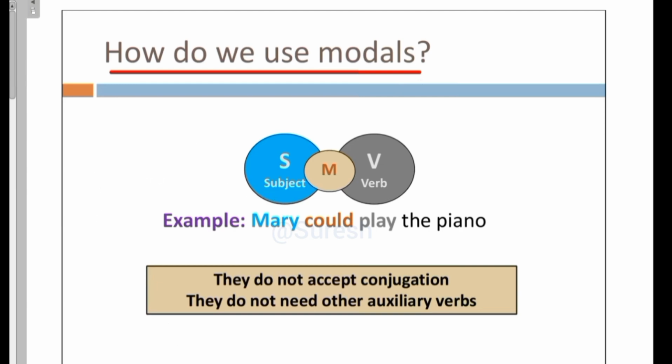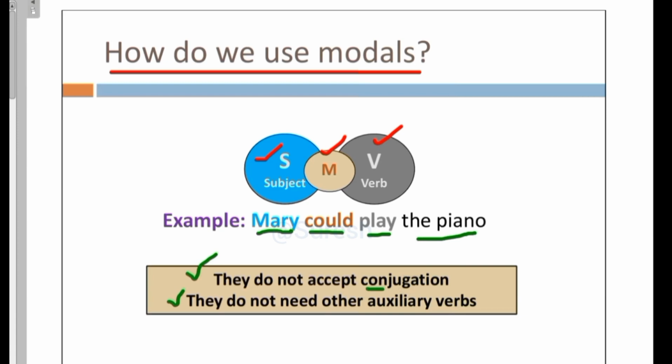See, when you learn it, you have this question in your mind: how do we use that? See, the basic structure is given: subject, modal verb, then main verb, that is called action verb. Subject, modal verb, main verb. So here Mary is the subject, could is the modal verb, play is the main verb, and the piano is the object.